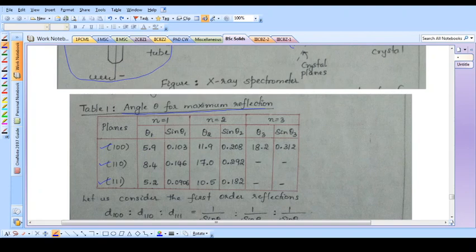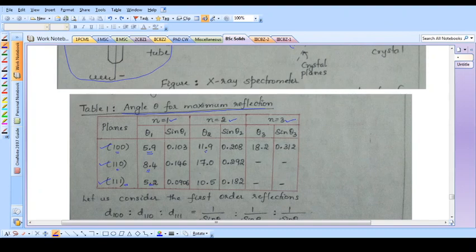And here I have given the Bragg's angle theta corresponding to first order reflection, second order reflection, and third order reflection from all of these planes. So 5.9 degree corresponds to a first order reflection from a 100 plane. 8.4 degree corresponds to a first order reflection from 110 plane. Similarly, 5.2 degree corresponds to a first order reflection from a 111 plane.